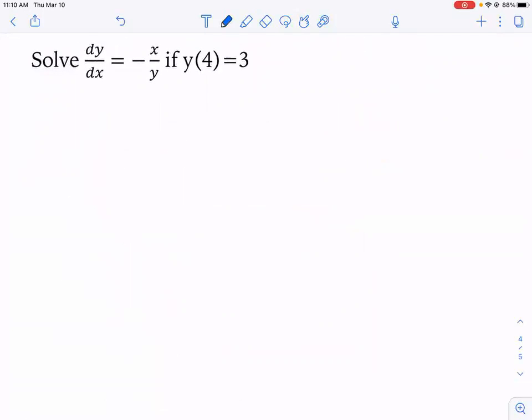Okay, so now here is one, Dylan, where we have a differential equation and an initial condition. So in this example, we're going to take our general solution and use the coordinate (4, 3) to find a particular solution.